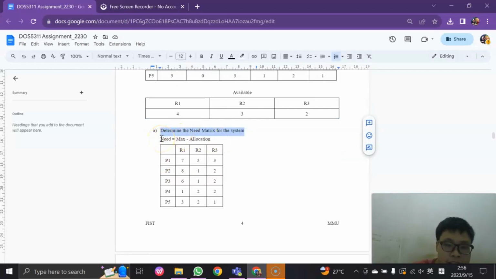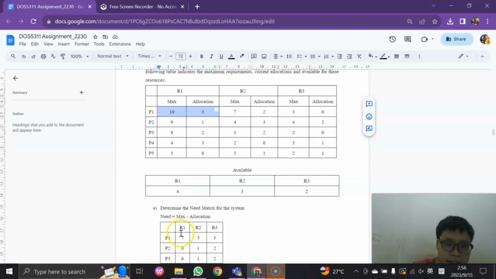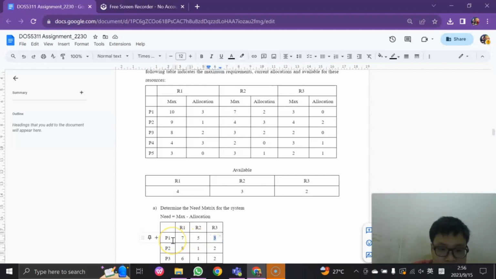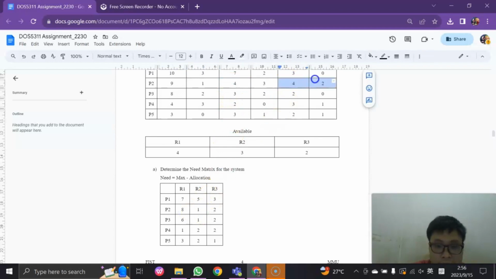The formula of the need matrix is max minus allocation. At P1, in R1, 10 minus 3 equal to 7. In R2, 7 minus 2 equal to 5. In R3, 3 minus 0 equal to 3. So our answer for P1 is 7 5 3. At P2, in R1, 9 minus 1 equal to 8. In R2, 4 minus 3 equal to 1. In R3, 4 minus 2 equal to 2. So the answer for P2 is 8 1 2.